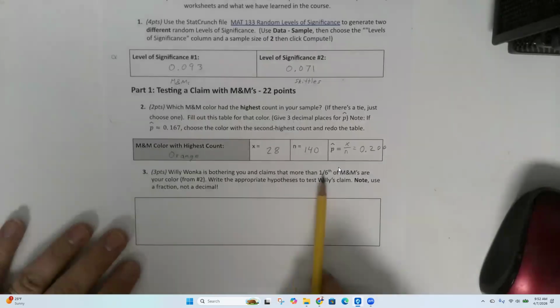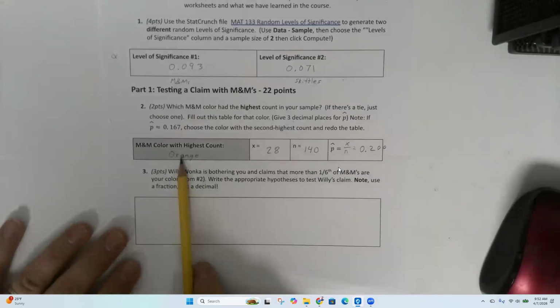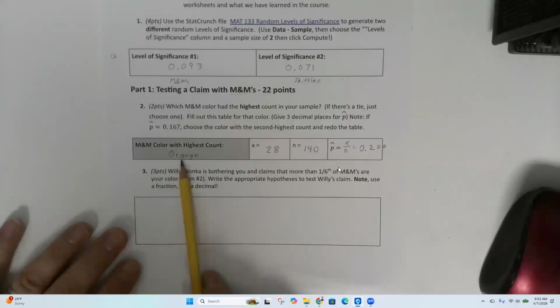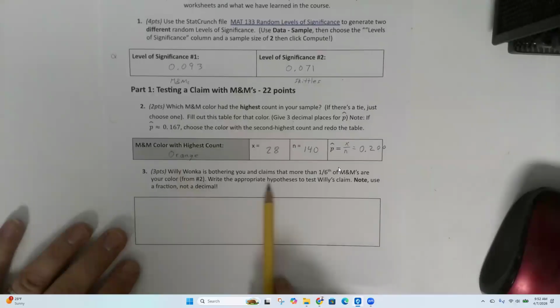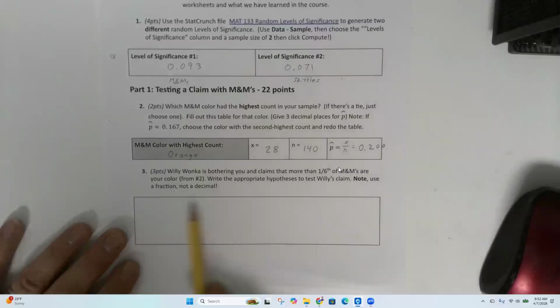Anyway, Willy Wonka's back. He claims that more than 1/6 of M&Ms are your color from number two. So he's claiming that more than 1/6 of all M&Ms are orange. Write the appropriate hypothesis test to test Willy's claim. Use a fraction, not a decimal.